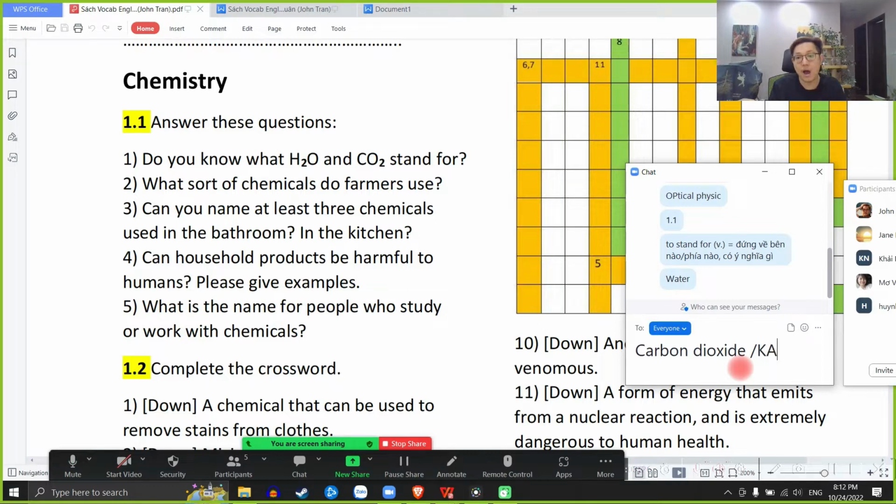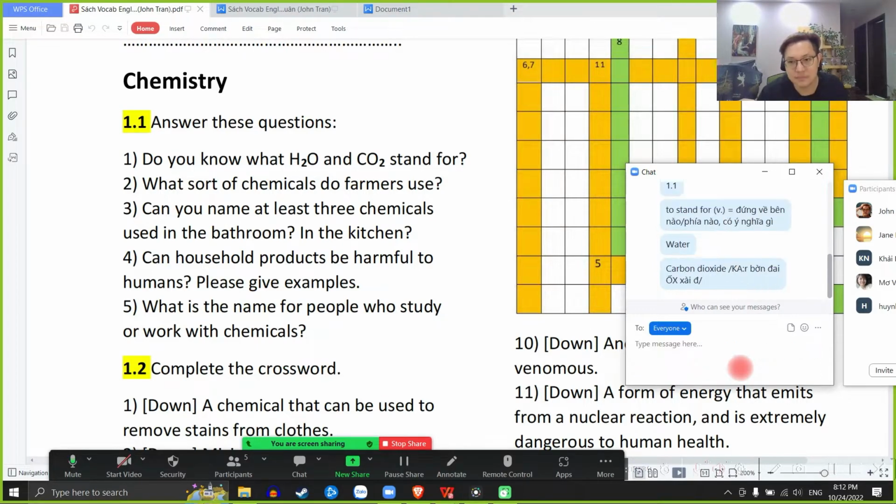Carbon dioxide. Di means two, so dioxide means there are O2, you know, dioxide. Okay, so carbon dioxide. So what sort of chemicals do farmers use? What sort of chemicals? The word sort can mean the kind of something.